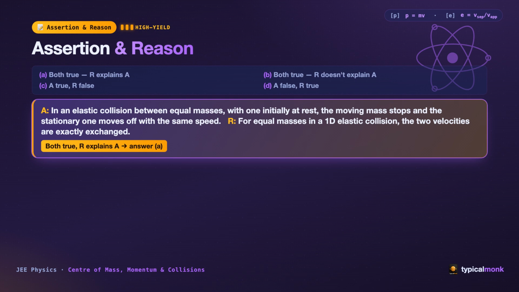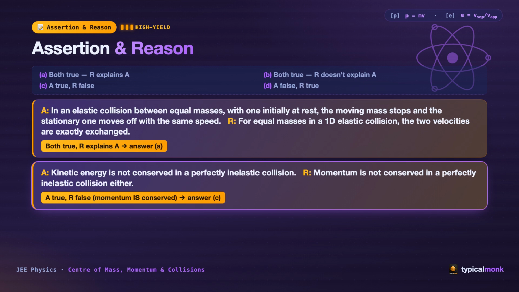First one, assertion. In an elastic collision between equal masses with one initially at rest, the moving mass stops completely and the stationary mass moves off with the same speed. Reason, for equal masses in a one-dimensional elastic collision, the two velocities are exactly exchanged. Both statements are true, and the reason explains the assertion perfectly. Answer A.